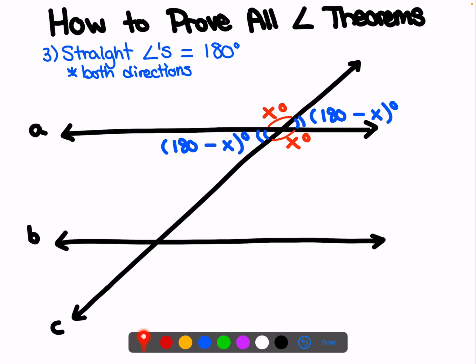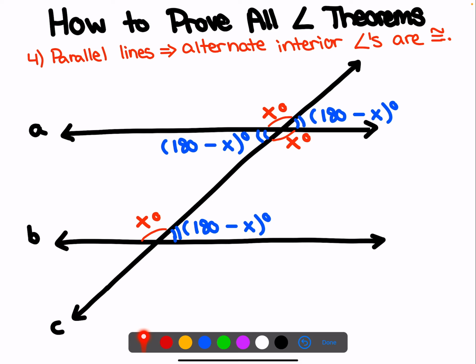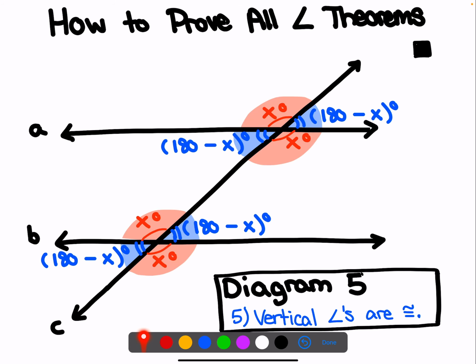Next up, the other theorem that we mentioned was alternate interior angles being congruent. So if this is x degrees, the alternate interior angle to this is right down here. So this will also be x degrees. Similarly, if this is 180 degrees minus x degrees, down here will be the same. So we can draw those alternate interior angles that are congruent, and then we can finish off by knowing that vertical angles are congruent again. So this angle will be x, this angle will be 180 minus x.